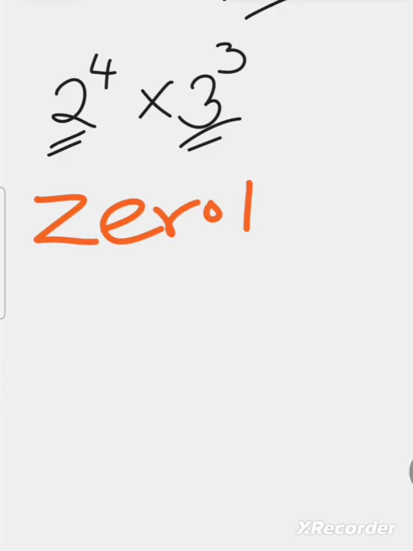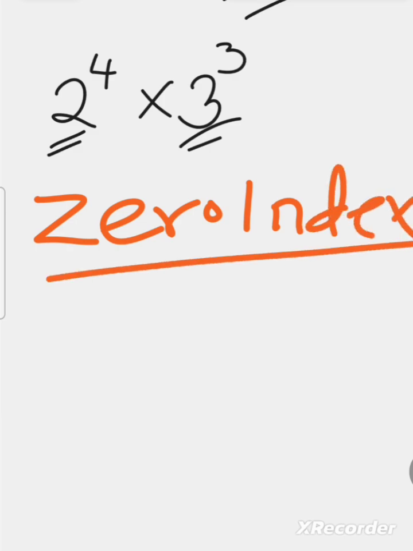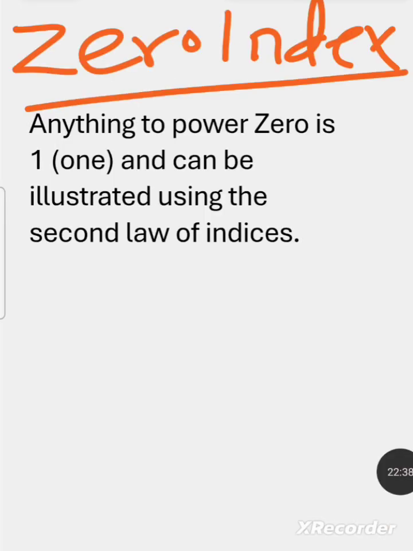Zero index. What do we mean by zero index? When we talk of zero index, I want you to have this in mind. Anything to power 0 is 1 and can be illustrated using the second law of indices. So if you find any number that is raised to 0, then that number is the same as 1.